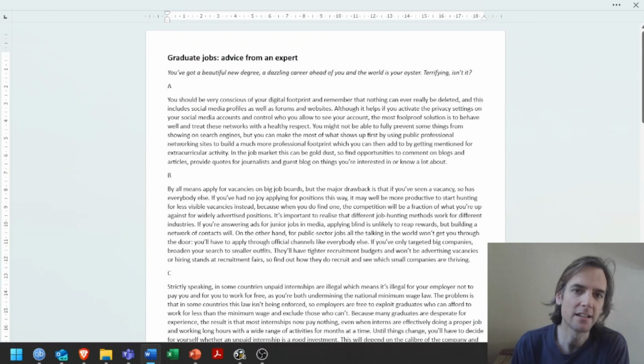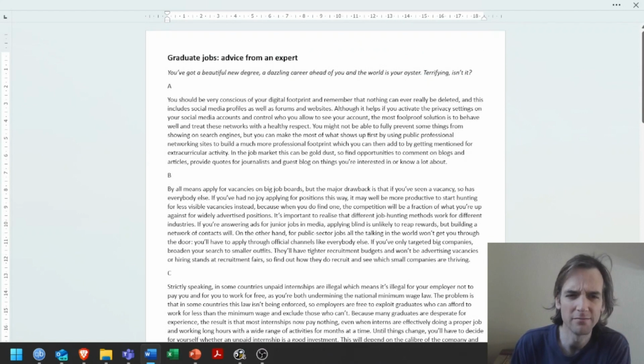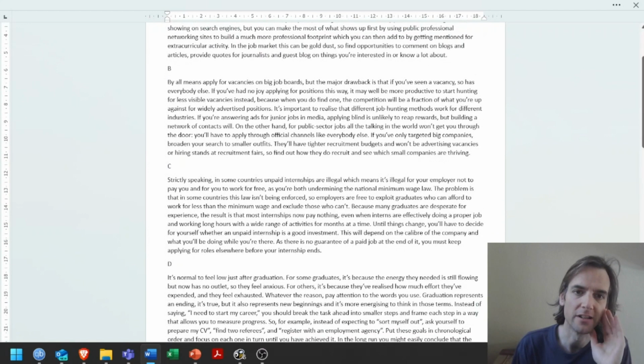It's advice from experts on graduate jobs. Well, I'll say an expert, though it's the same person writing all of it, which is a bit strange because they're all quite different. But anyway, 4 people giving advice about what to do when you've graduated, when you finished university, how to get a job. I'll just do the first one and then you can do it yourself and we can see how it works.